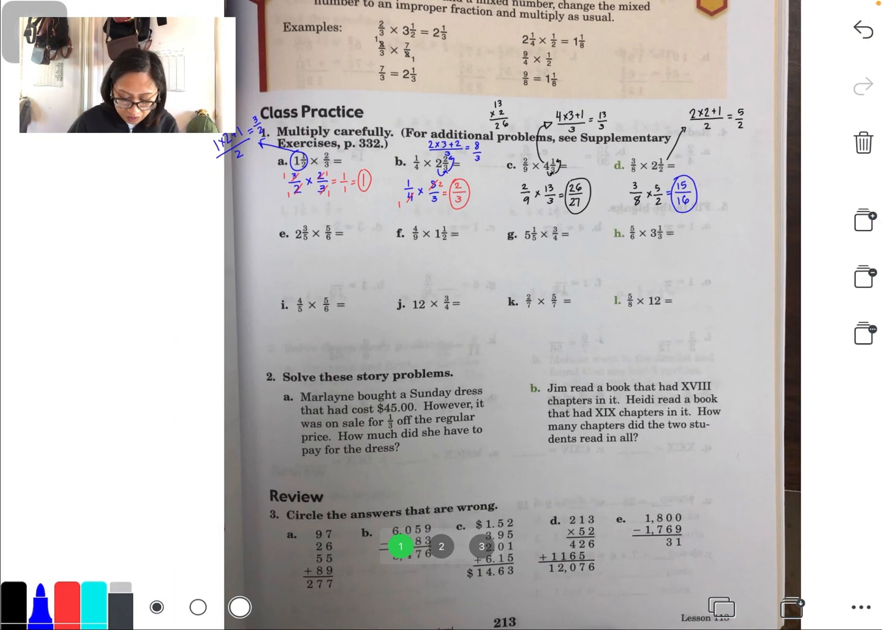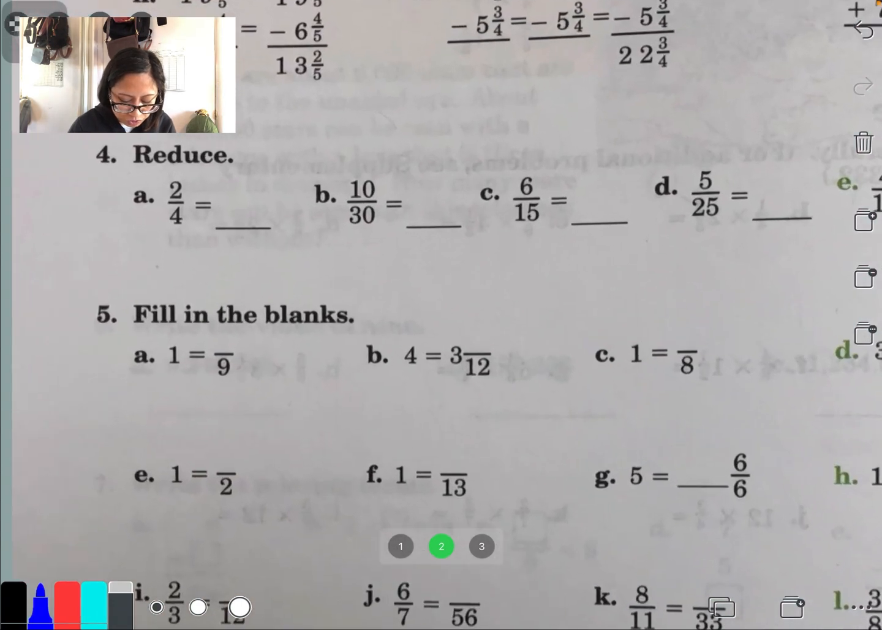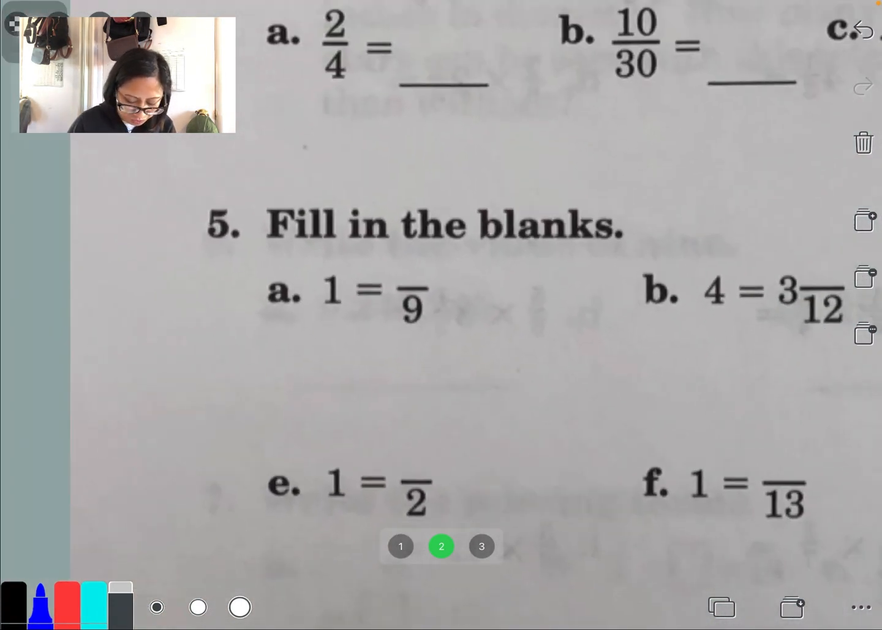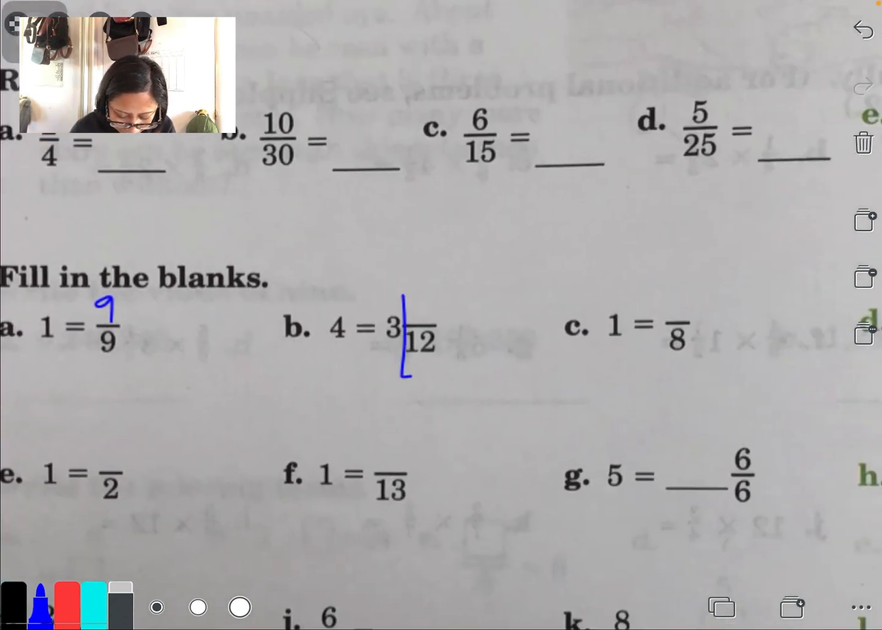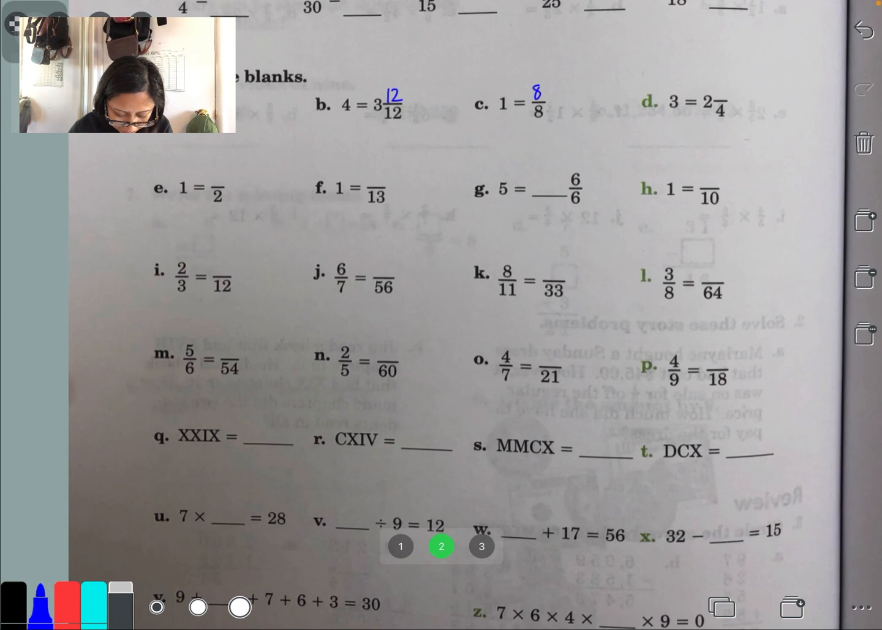Alrighty, so you have seat work. Go to the back. You're just going to do number 2 and 5. Number 5 is pretty interesting because, as you know, to make it 1, all you have to do is add 9 on top, right? Okay, B, you want to make this 1, so 1 plus 3 is 4, so it's 12. C, this is already 1, so 8 divided by 8 is 1. That's all you'll do for most of number 5.